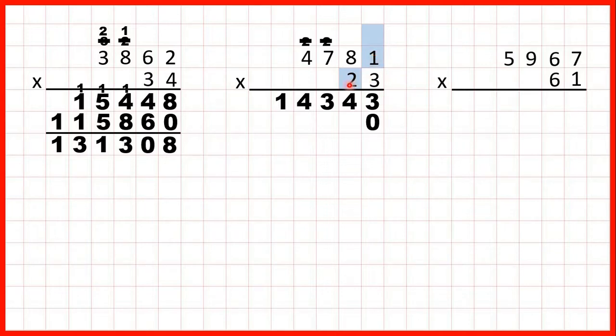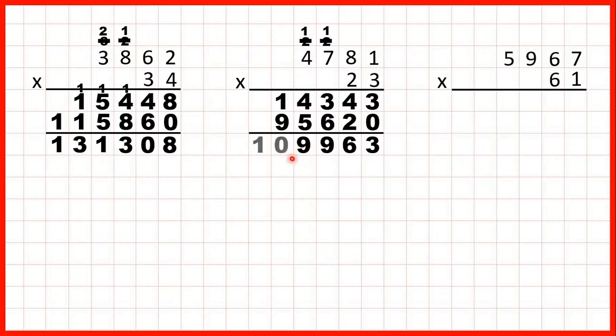But now 1 times 2 is 2, 8 times 2 is 16, so that's 1, 6, with the first digit above the next digit that we're going to multiply. 7 times 2 is 14, plus 1 is 15, so that's 1, 5. And now 4 times 2 is 8, plus 1 is 9. So we can add up our answer lines, and that gives us 109,963 as our answer.